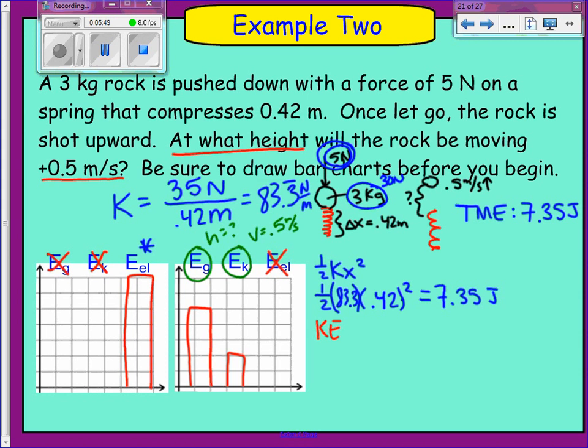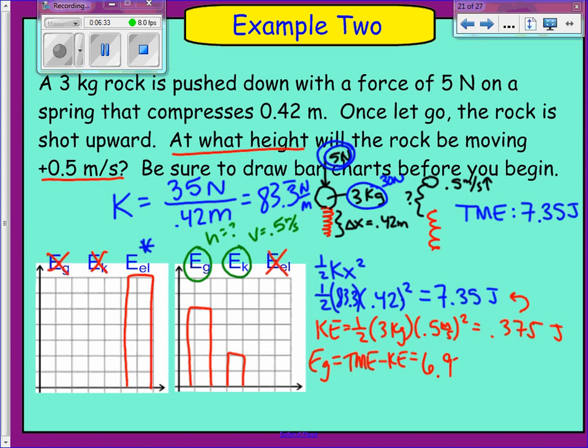My kinetic energy is going to be 1/2 the mass, which is 3 kilograms, times the velocity, 0.5, squared. If I take the mass, 3 times 0.5, and multiply that by 0.5 squared, I end up getting an energy of 0.375 joules. If I compare that to the total energy, that's pretty small, which tells me a majority of the energy at this point is going to be Eg. To find my Eg, I take my total mechanical energy minus my kinetic energy: 7.35 minus 0.375 gives me 6.975 joules of gravitational energy.